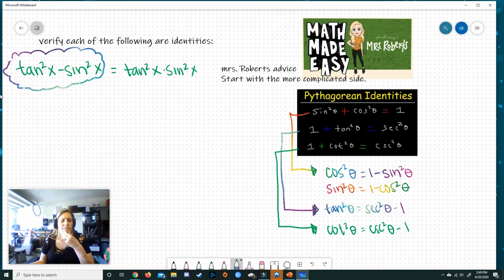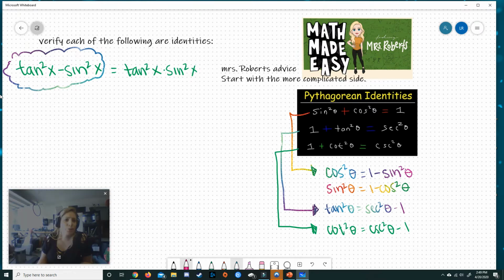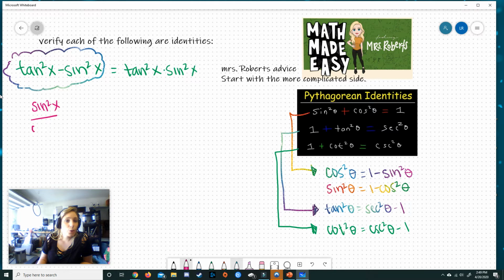Well, tangent squared of x can be in terms of sine squared of x, and then both of the terms would have something in common, so I could factor. If I rewrote tangent squared of x using a quotient property, I could say tangent squared of x is the same thing as sine squared of x over cosine squared of x. And of course, I can't forget about that sine squared of x. I could say that these are equivalent functions.